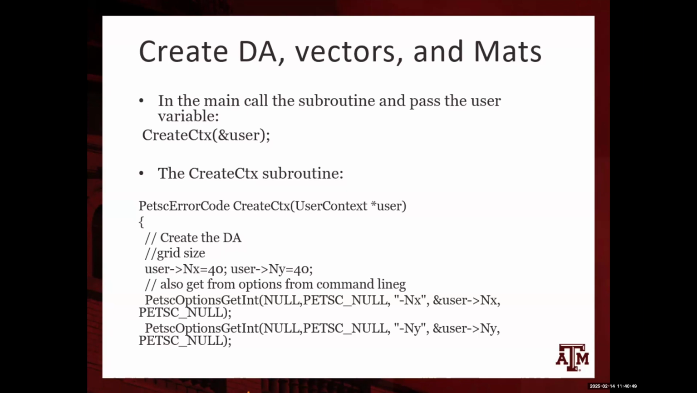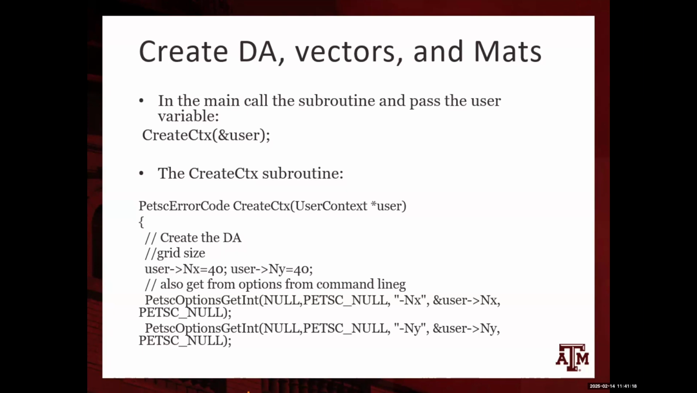I mentioned we can have input to PETSc during the runtime, and we do it by PETSc options. We can have PETSc options get integer with the symbol minus NX that you run after your hello world. You can put minus NX, and then whatever value that you get goes to your user NX.